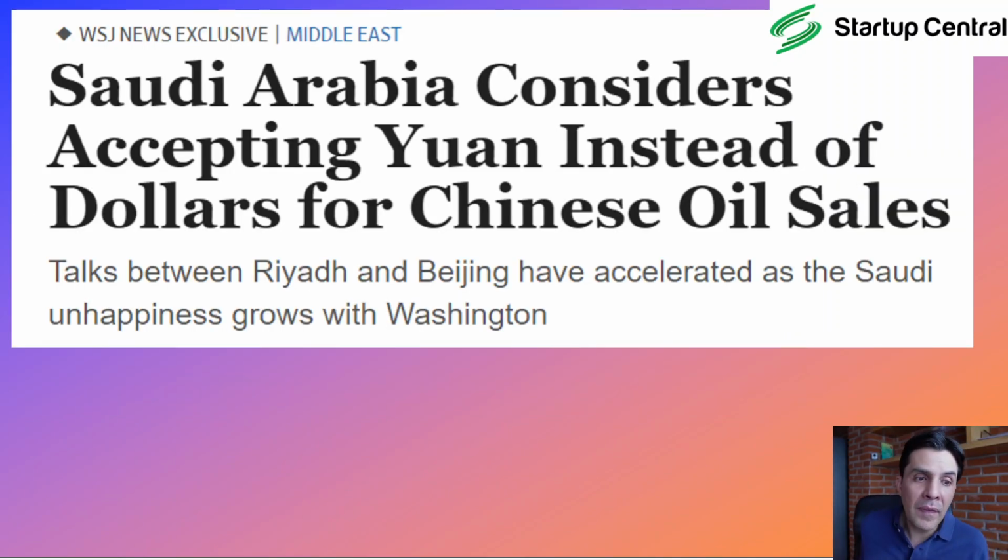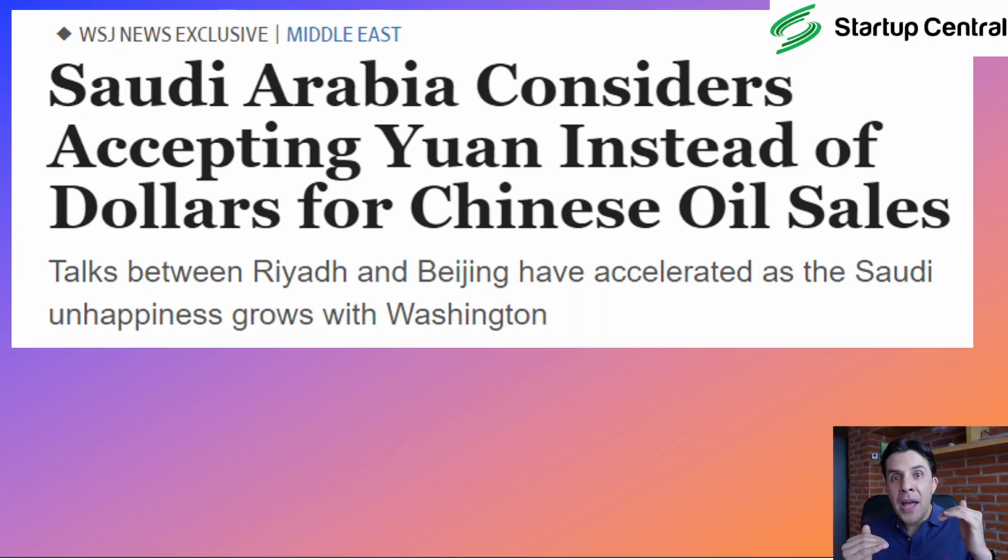Now, here's another big piece of news, and it's really recent. Saudi Arabia considers accepting yuan instead of dollars for Chinese oil sales. So this is currently only for trade with China. But Saudi Arabia traditionally was aligned with the US. Now, if they accept yuan, the US is going to be very angry with Saudi Arabia. And we know what are the alternatives that the US usually uses to protect their interests. So sanctions and the military.